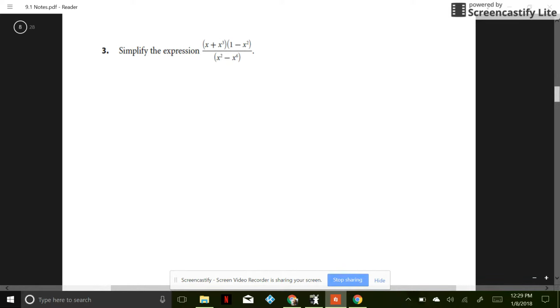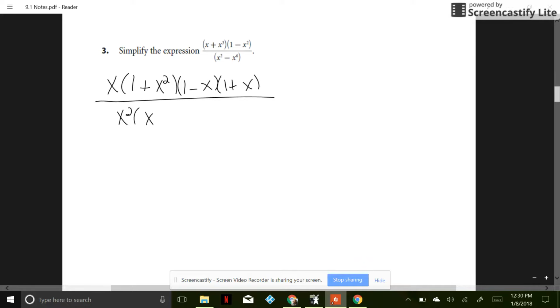We want to simplify this expression. The first thing we want to do is factor. So the first term in the numerator, we can factor out an x. We'll be left with 1 plus x squared. And then 1 minus x squared is a difference of squares, so it factors to 1 minus x, 1 plus x. And then in the denominator, we can factor out an x squared. We're left with 1 minus x to the 4th.